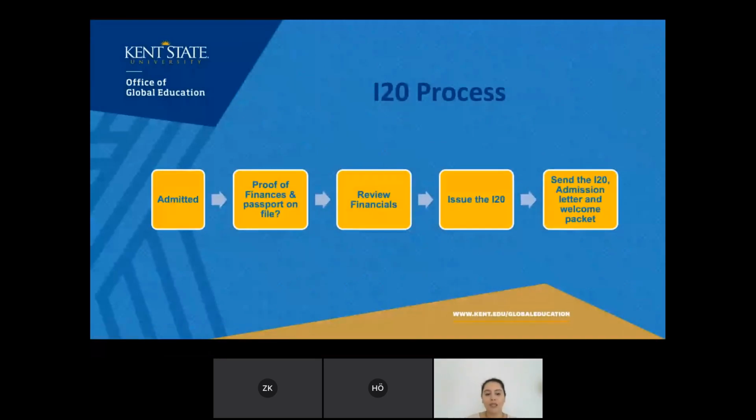So of course, for the I-20 process, you must be admitted first, and then you must submit proof of finances and your passport biodata. Some students, because they're doctoral students or master's students, have their spouses, their wife or husband and children, and they would like to bring them with them to the US. That is perfectly acceptable, and we are happy to support that process.